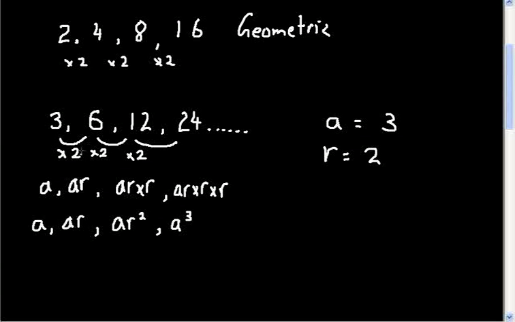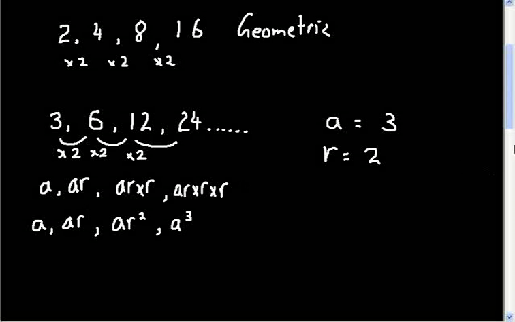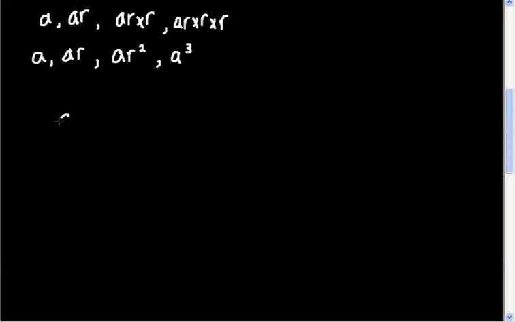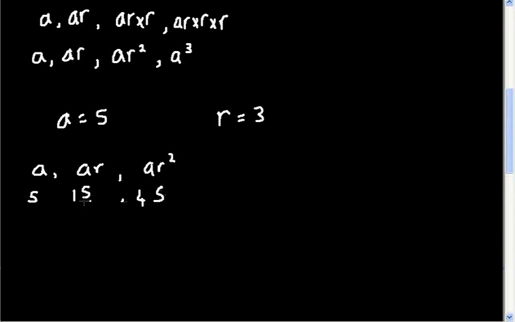So if I gave you a geometric sequence and said the first term was equal to 5 and the common ratio was equal to 3, and I wanted to know the terms, the first term would be 5, the second term will be a times r, so that's 15, and then the third term would be a times r squared, which is 9 times 5, which is 45. Okay, and you can work out the rest of the terms of that sequence.